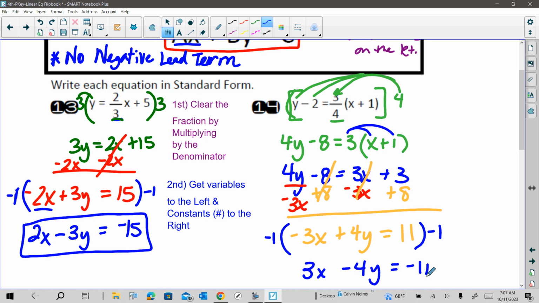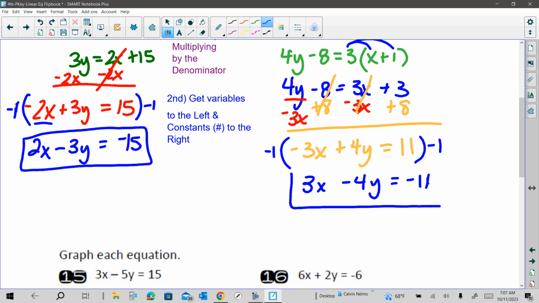Make sure I get that right. And then, oops, it's 11 here. And so that is our standard form. Just putting it in standard form. So we want the equation to look like ax plus by equals c, which is standard form. We want it to look like that.